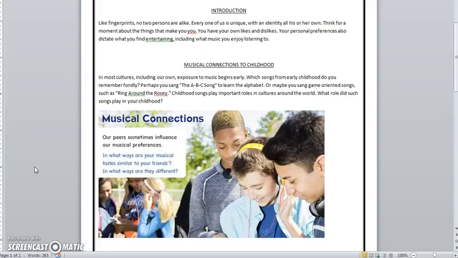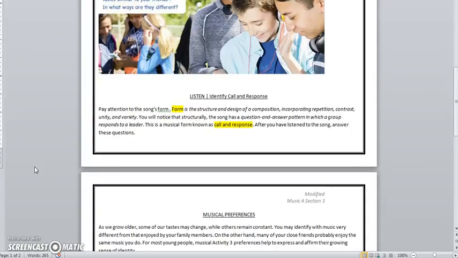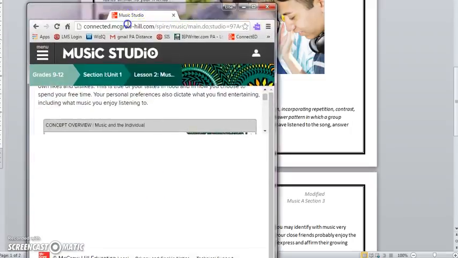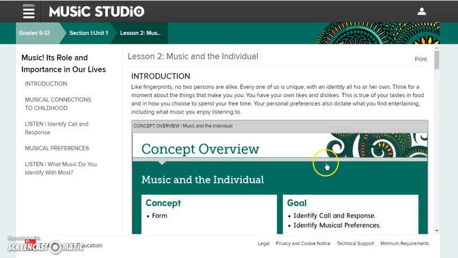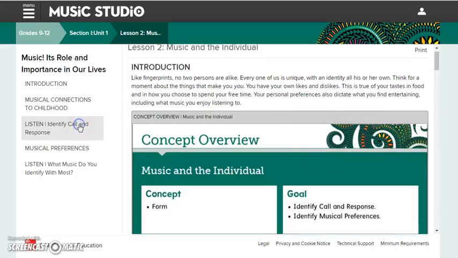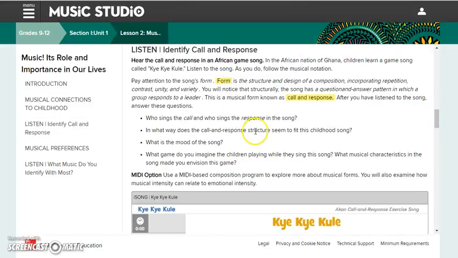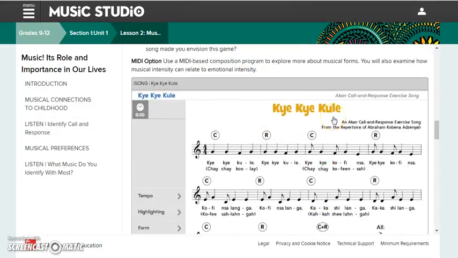We also see that our peers or our friends influence our musical preferences. So last but not least, in this activity of listen, identify, call, and response, we want to hear the song's form. So if you go into your online textbook, and you go to Lesson 2, and you click on Identify, Call, and Response, you can listen to the song KK Kool-Aid, and it sounds like this.